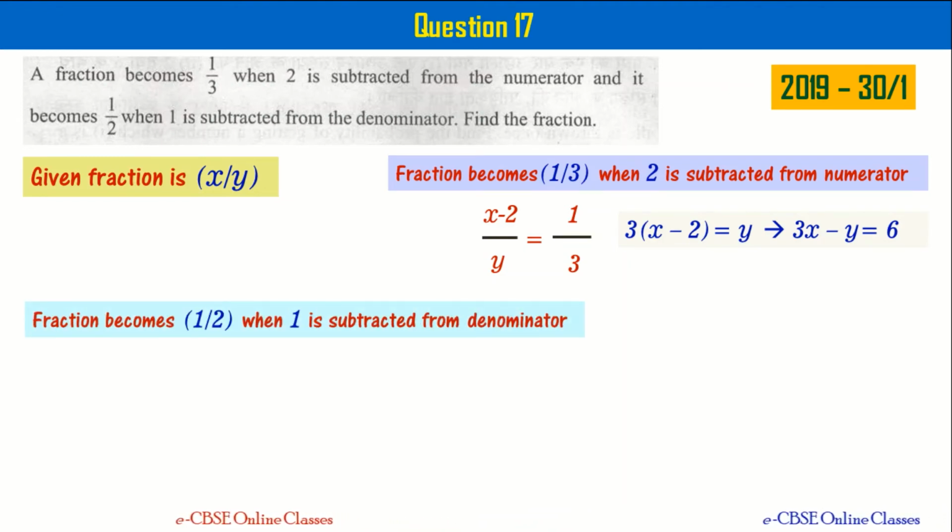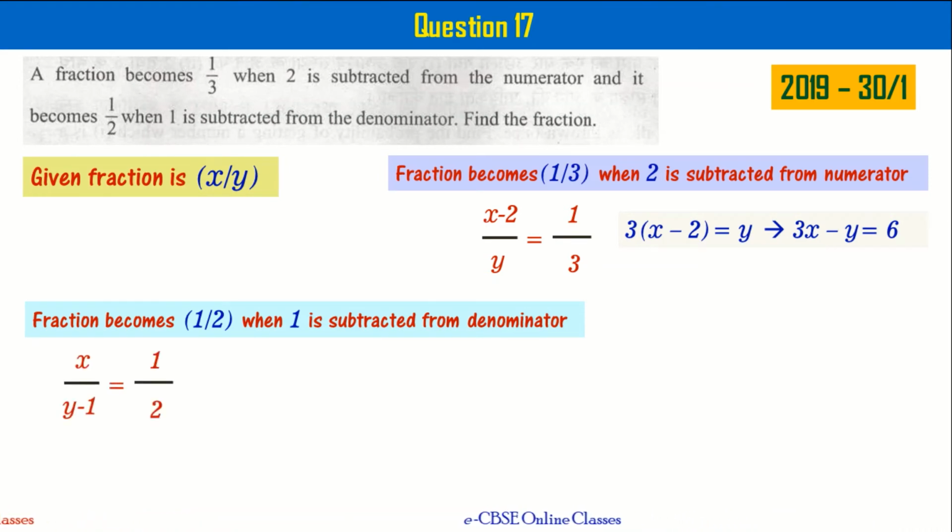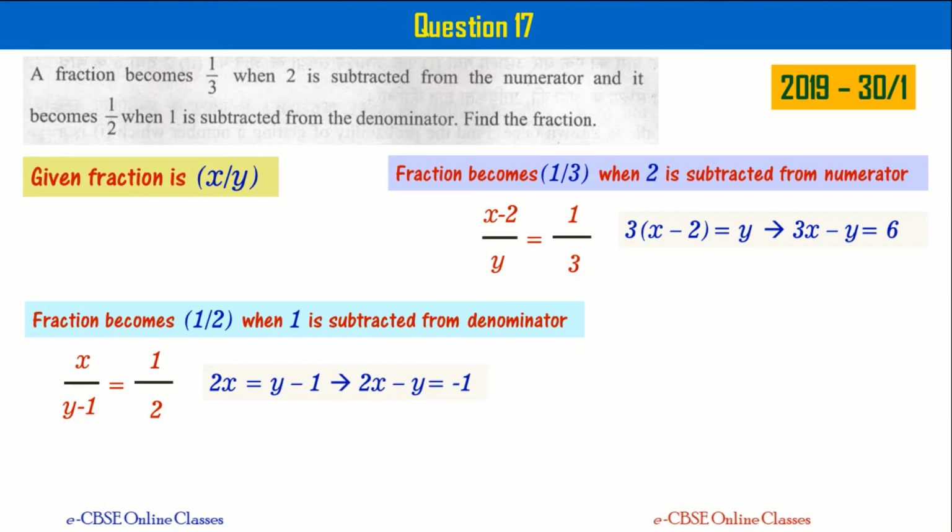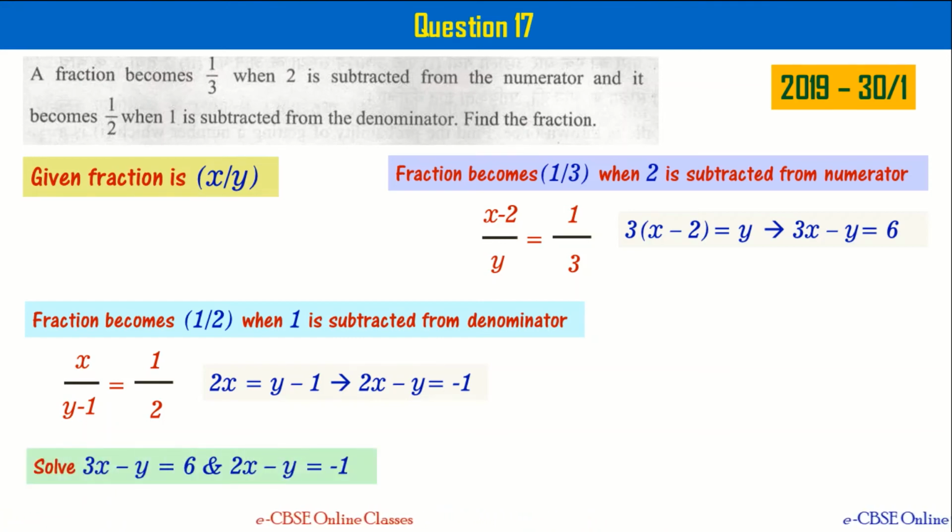And the fraction becomes half when 1 is subtracted from the denominator. This is the second statement, right? Let's do that. x divided by (y minus 1) equals half. You cross multiply and rearrange such that you get 2x minus y equal to minus 1. To get the fraction, you have to solve these two equations, right? I'm not going to solve these two equations.